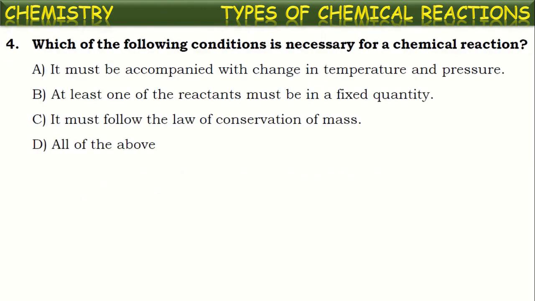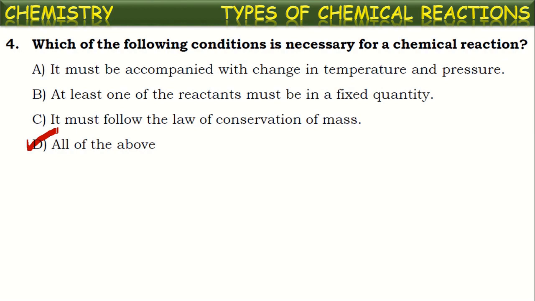So which of the following conditions are necessary for a chemical reaction? It must be accompanied with the change in the temperature. Yes, it is correct. At least one of the reactants must be in fixed quantity. Yes, it should be. It must follow the law of conservation of mass. Yes, it is also correct. So these three are the conditions at which a chemical reaction occurs.